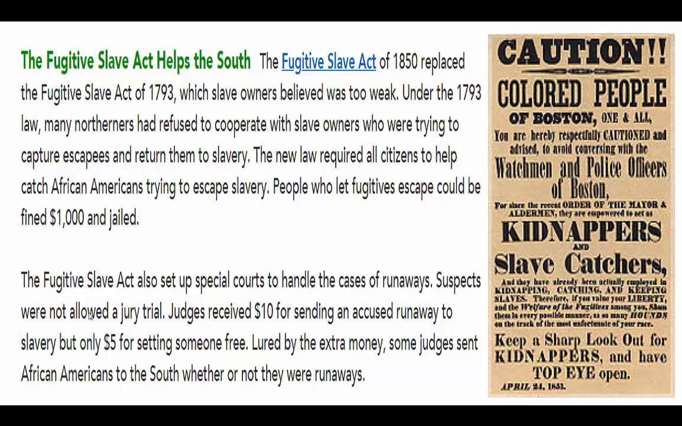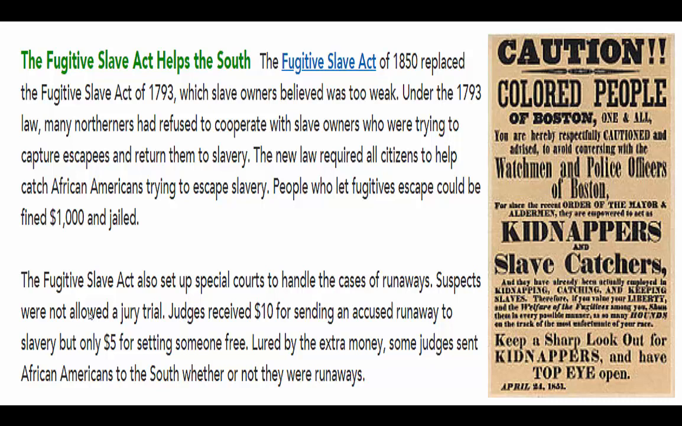People who let fugitives escape could be fined $1,000 and jailed. The Fugitive Slave Act also set up special courts to handle the cases of runaways. Suspects were not allowed a jury trial. Judges received $10 for sending an accused runaway to slavery, but only $5 for setting someone free. Lured by the extra money, some judges sent African Americans to the South whether or not they were runaways.